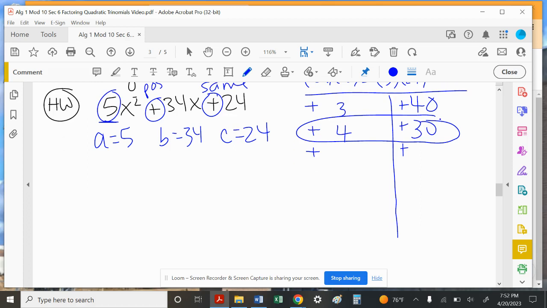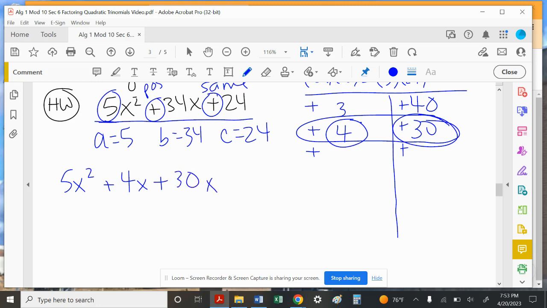So what I'm going to do is rewrite this equation, 5x squared, and then in the middle I'm going to put this number and this number down like this, plus 4x plus 30x. Now notice that 4x plus 30x equals 34x, so these two add up to the same thing, and it doesn't change the problem. And then we do plus 24. It doesn't matter if I put the 30 here and the 4 over here, or if I have them written this way, it will work out correctly either way.